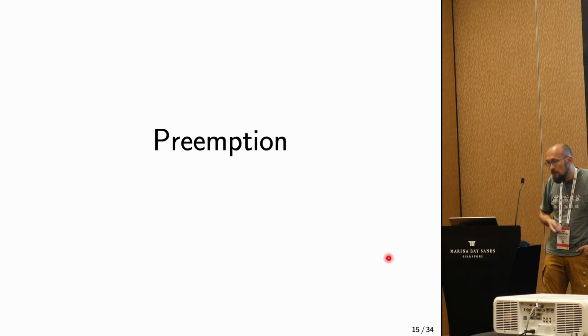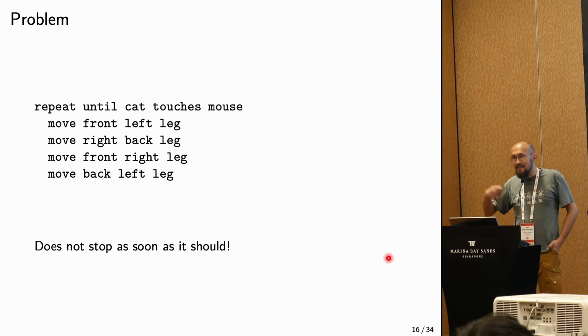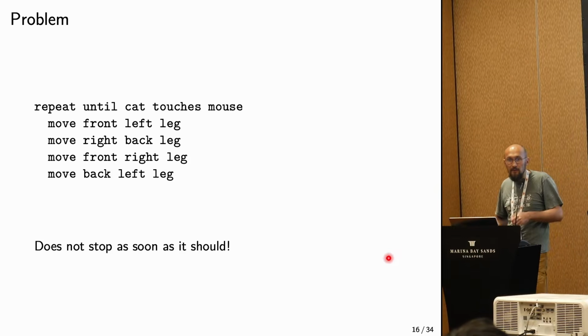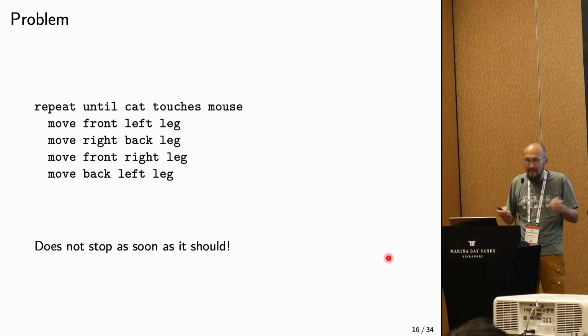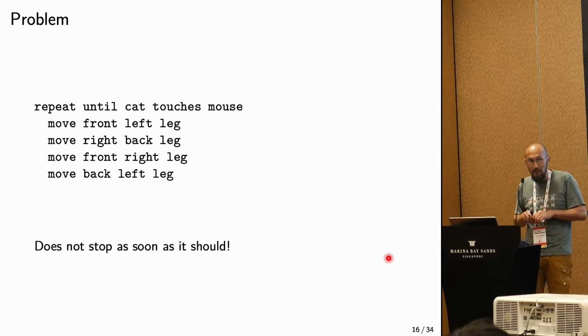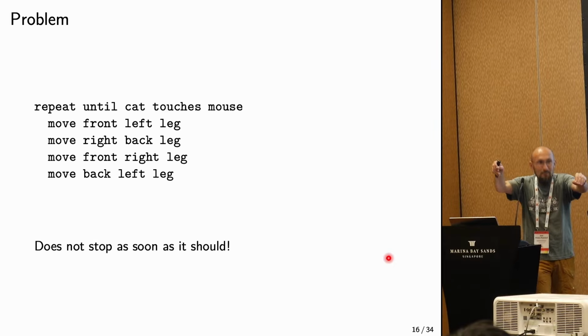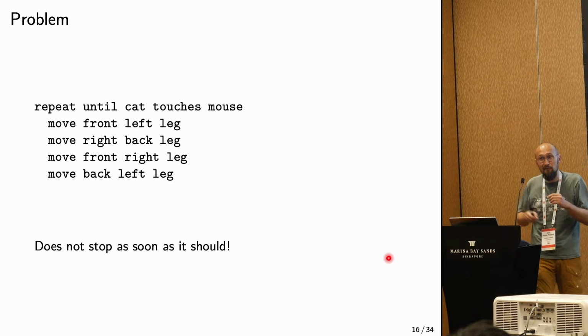And so the problem that they might encounter to do with preemption is this idea of, well, maybe you're repeating until the cat reaches a mouse, you want your cat to move. So how does a cat move? I guess a cat moves by moving the front left leg, then the right back leg, then the front right leg, then the back left leg, right? And this is 4 steps.